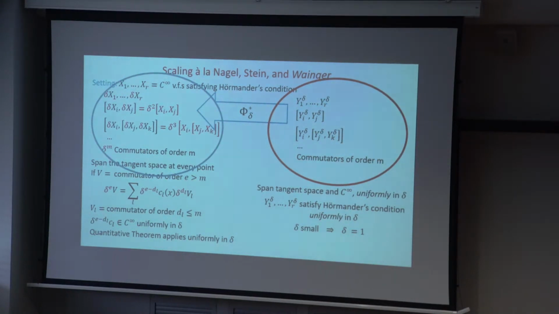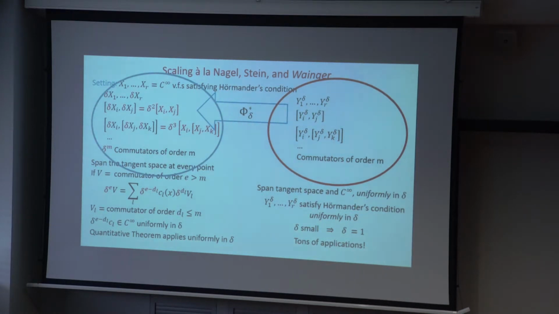All right, so since Nagel, Stein, and Wainger did this, it has had a ton of applications. If you look up on Google Scholar, it gets cited like 1,000 times. So it's been used a lot. I'm not actually going to tell you too much about those applications, but it's this generalized sort of nonlinear scaling, and it can be quite useful.